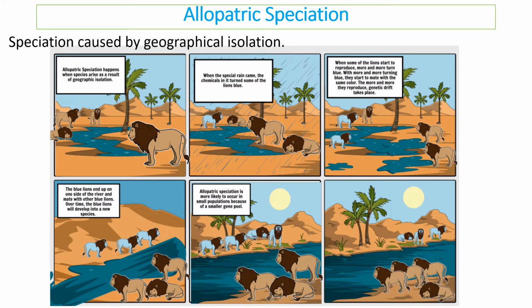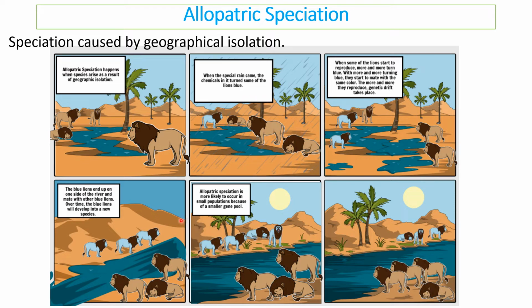So we can link this then to speciation, how a new species evolves. The main type you will need to know is allopatric or geographical isolation. Here you can see there are different lions in this area, and a mutation has caused some lions to be blue, but they're still in the same population to start off with.